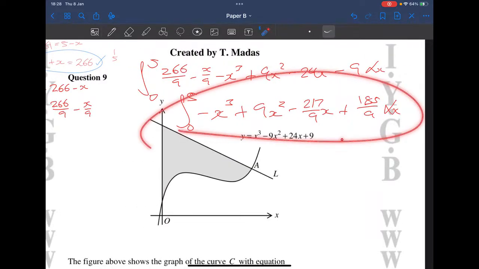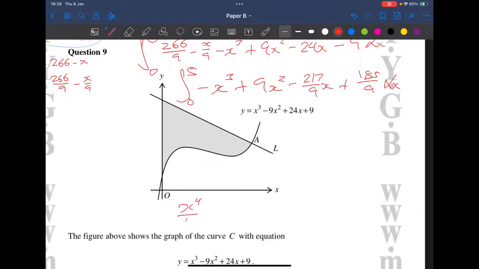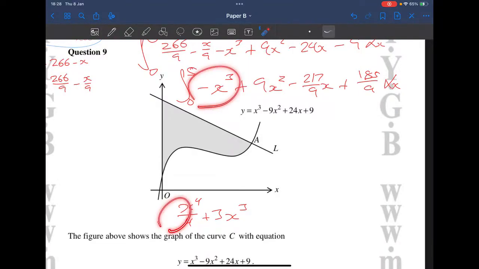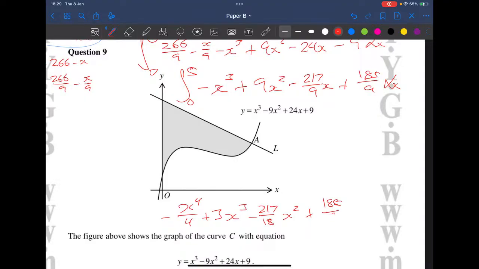Now then, let's actually perform the integral. x cubed, what does that become? It's going to be x to the fourth divided by 4. The 9x squared, raise the power to cubed, 9 divided by 3 is a 3. As well, this is a negative, I still need to have the negative out the front. Let's raise the power there to x squared and divide the 217 over 9 by 2. 217 is an odd number, not divisible by 2, so let's just double the 9 to an 18. 217 over 18. Again, negative from the bit above. And the 185 over 9, that's all going to end up with just an x next to it.